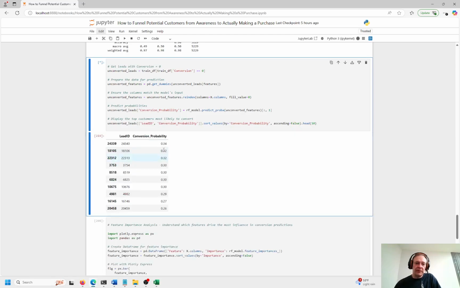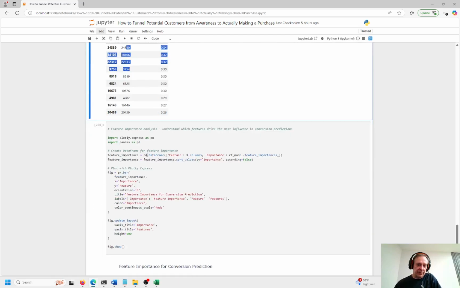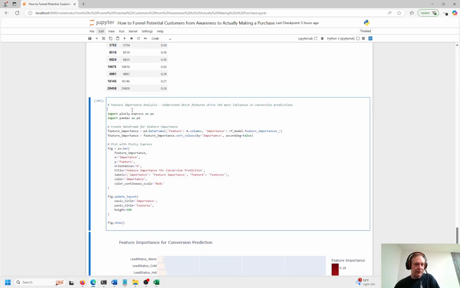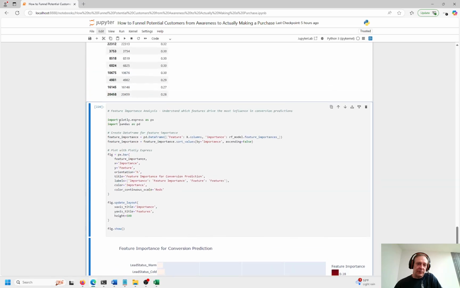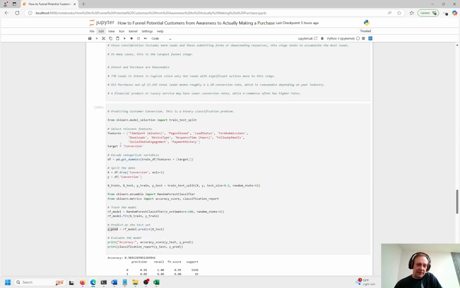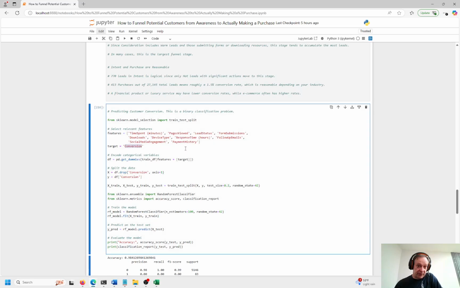These people over here are on the fence. So that's who you should be contacting, right? And we can do a feature importance exercise to see which features have the most statistical impact on the target variable, which is conversion, right? So if you're wondering, of all these features, what should I dial in? What should I fine tune? What should I work on or improve on my website to convert these potential customers to actual converted customers, right?